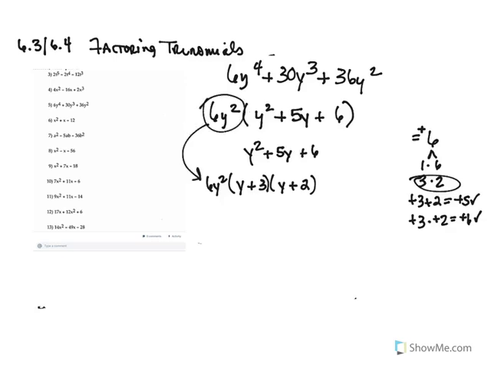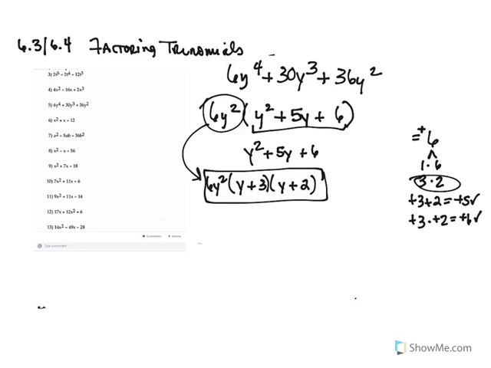Okay, so you should have seen that there was a greatest common factor present in that problem. It should have been 6y squared that you factored out. When you factor out 6y squared from everything, you get y squared plus 5y plus 6 left. So then I took that trinomial and I looked to see if I could factor it. So I did factors of 6. That can give me a 5 is what I'm looking for. So I saw 3 and 2.